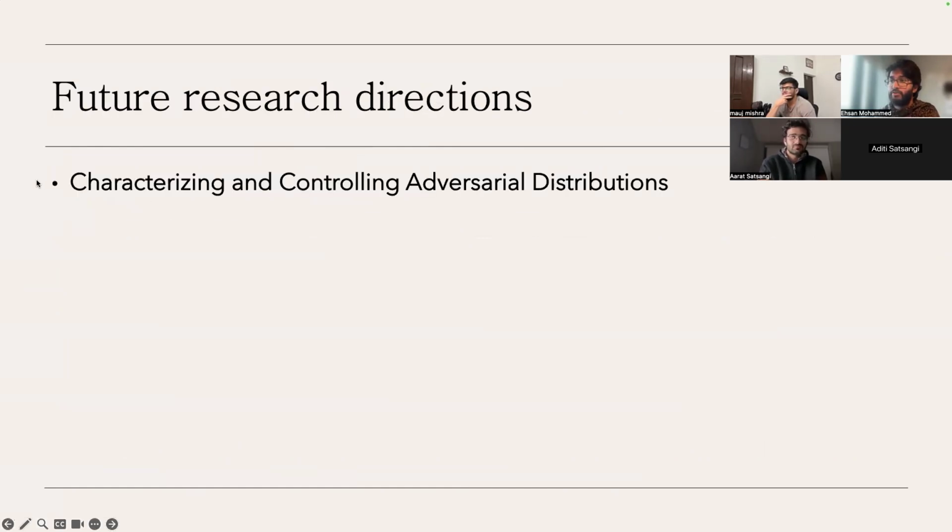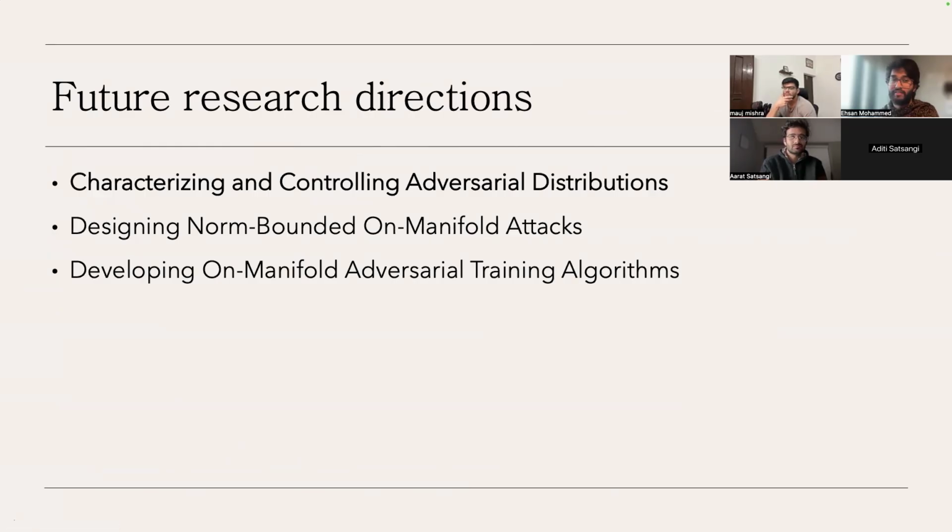Anyways, coming to some future directions, I'm just going to enlist three of them because the paper has gone longer than I thought it would. We would be trying to characterize how adversarial distributions are, what do they look like, and how do we control them. We can design some norm-based on-manifold attacks similar to the attacks that they already have, the generative attack and the eigenspace attack, which has not been explored in the literature before.